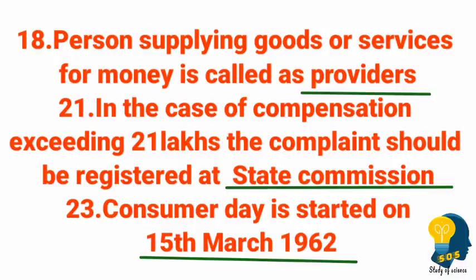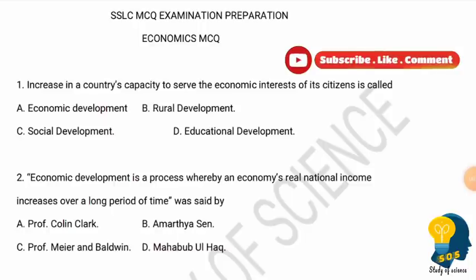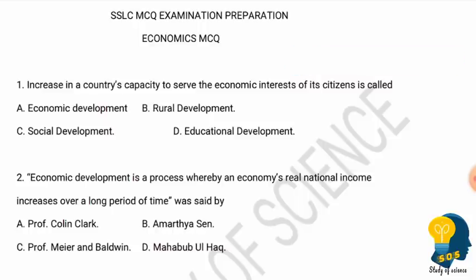So let us move ahead to understand the multiple choice questions from the economics part. The questions and answers will be presented by one of my students. Increase in country's capacity to serve the economic interest of its citizens is called, and the options are A. Economic development, B. Rural development, C. Social development, D. Educational development. And the right answer is A. Economic development.